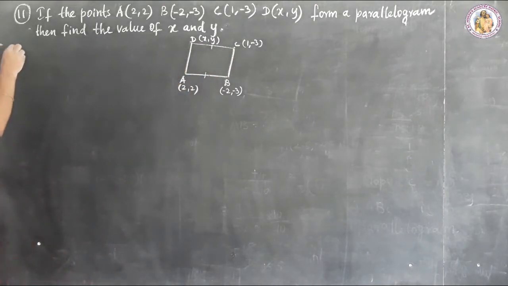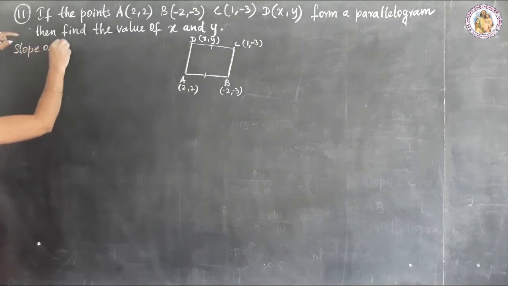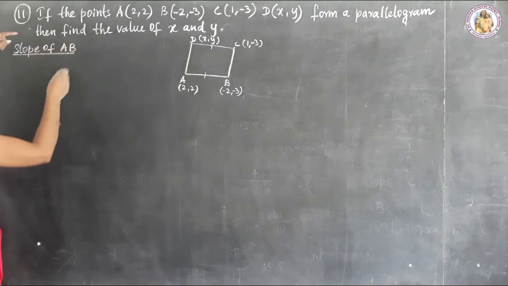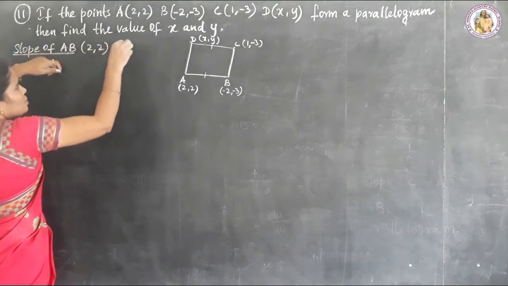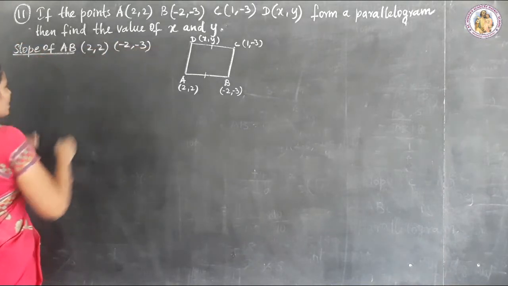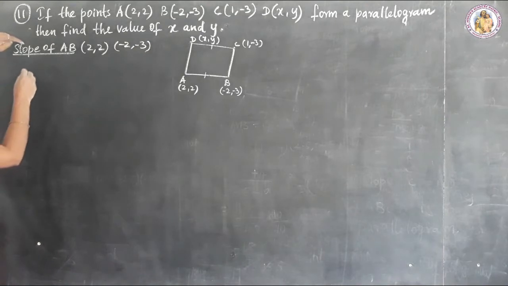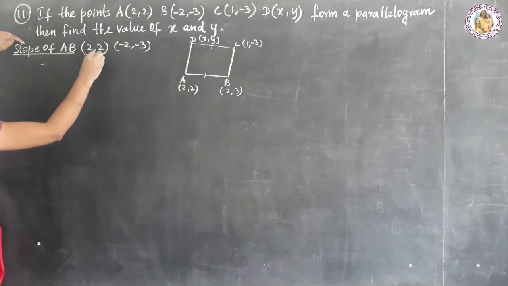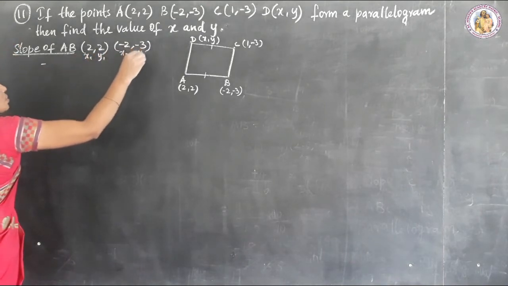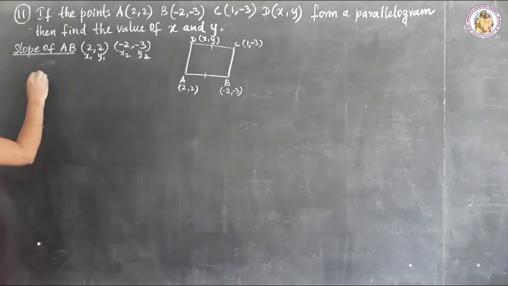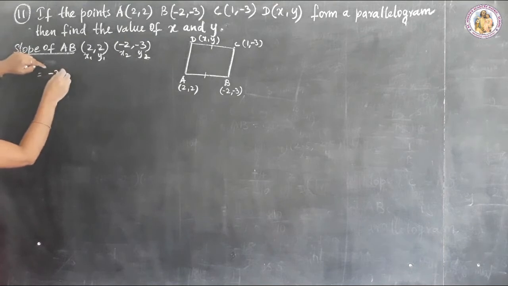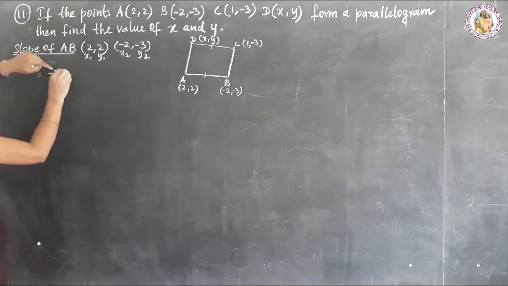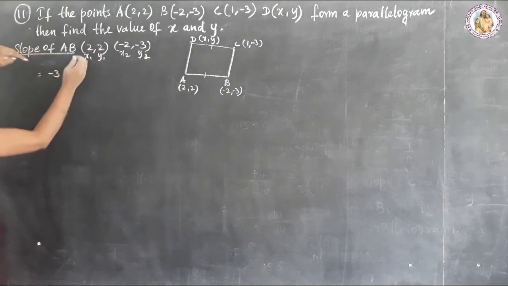So first let us find slope of AB. The points are A (2, 2) and B (-2, -3). Taking this as x1, y1, x2, y2, y2 is minus 3 minus 2. Now let us apply the formula.